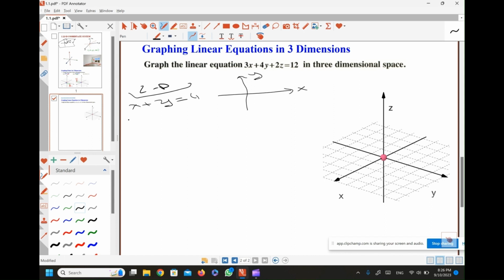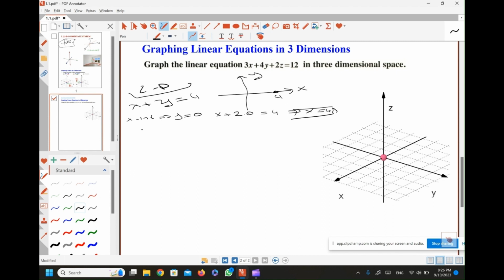So you should know your x-intercept. In order to find the x-intercept, you let y be 0. If y is 0, x plus 2 times 0 equals 4. So x plus 0 is 4, x is equal to 4. So 4 is your x-intercept. On the x-axis, you plot 4.